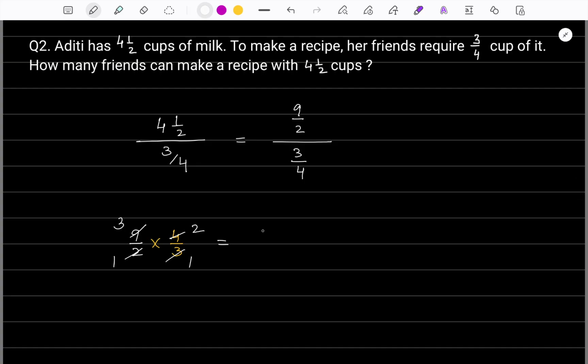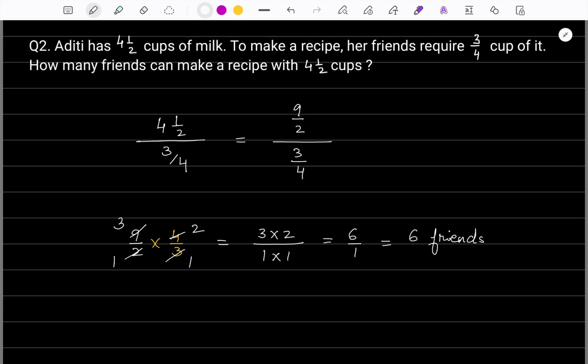We multiply and find the product of the numerators, 3 into 2, and divide it with the product of the denominators, that is 1 into 1. So this gives us 6 by 1, or this can be written as 6. So 6 friends of Aditi can make the recipe with 4.5 cups of milk.